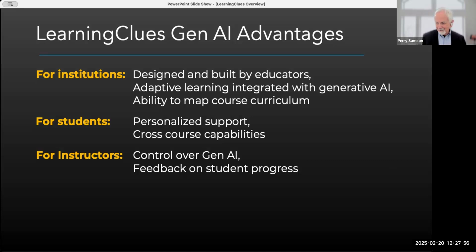I'm going to stop right there and let's open it up for some discussion. I want to hear from you about the challenges you see with generative AI in your teaching or leadership role.